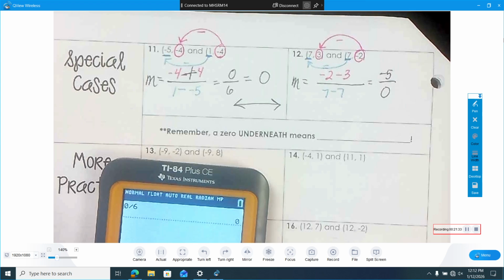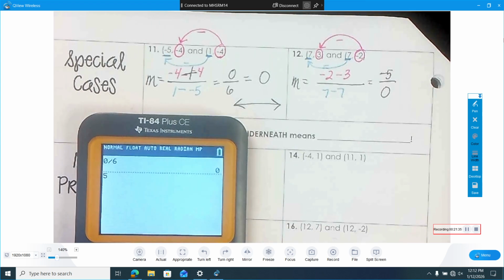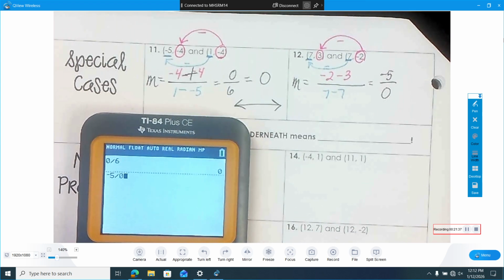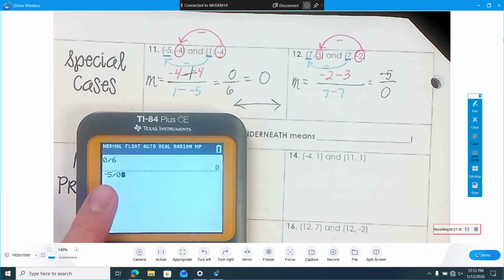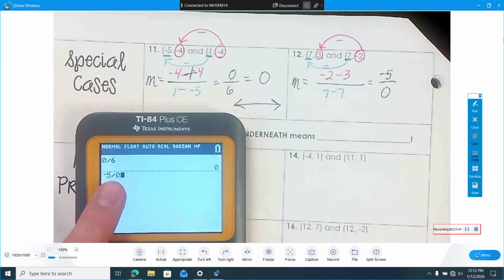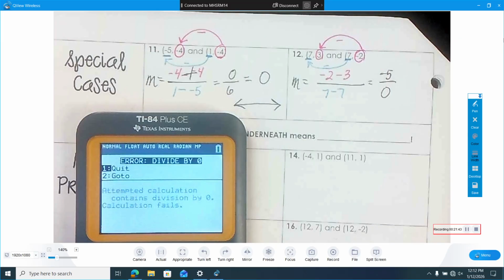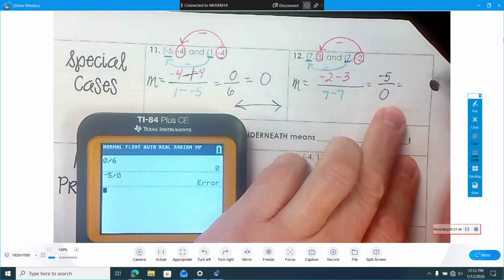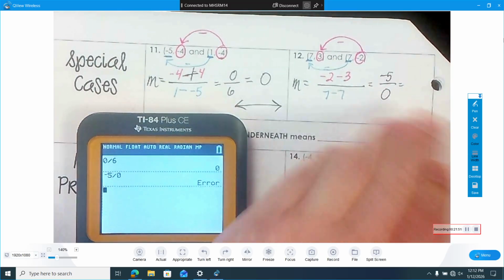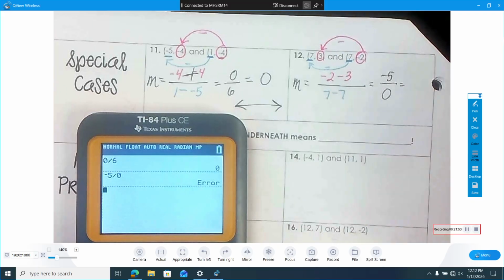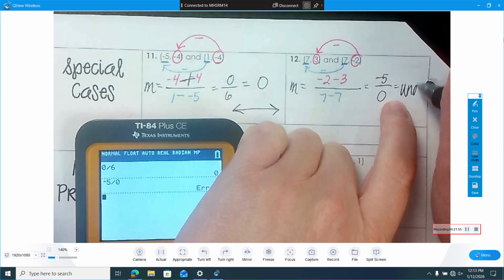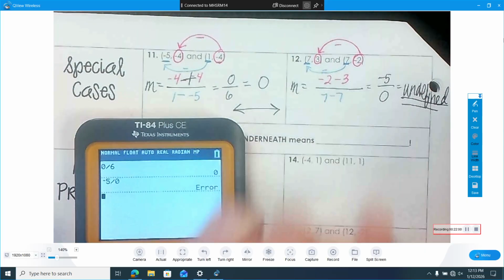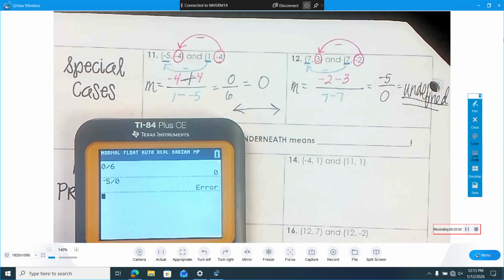Is it? This is very different. Are we allowed to divide by 0? Let's see. If you're unsure, we could check in our calculator. If the 0 is under, we get a giant error message, okay? It doesn't like dividing by 0. When the 0 is under, it is undefined. The answer is undefined.